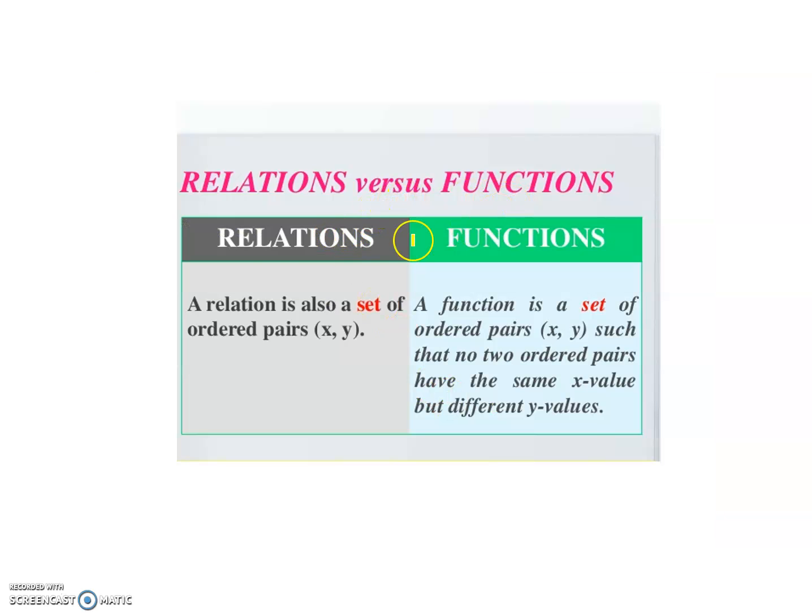Relation versus function. What is the difference? A relation is the set of ordered pairs (x, y). A function is the set of ordered pairs (x, y) such that no two ordered pairs have the same x values but different y values. That means x does not vary. That means x we have to fix. X is always fixed and we have to interpret.